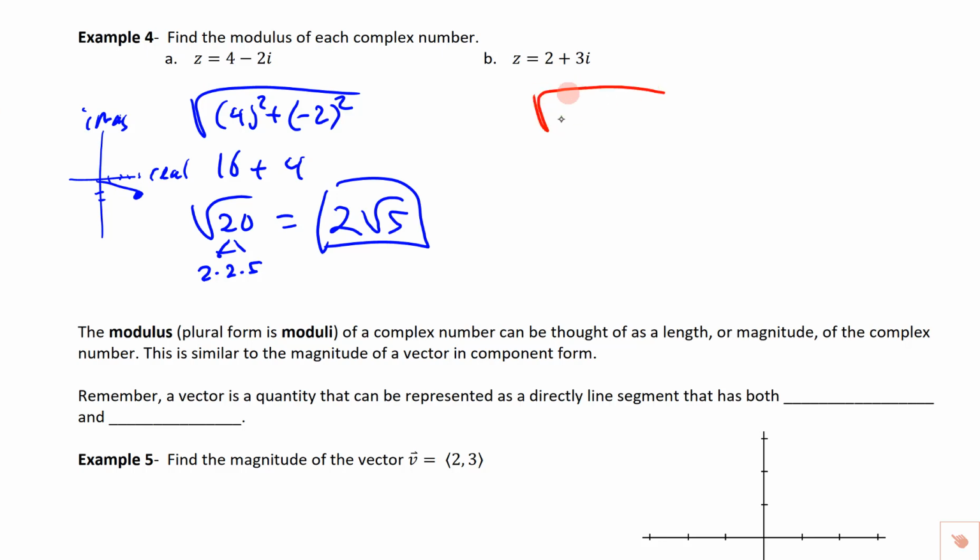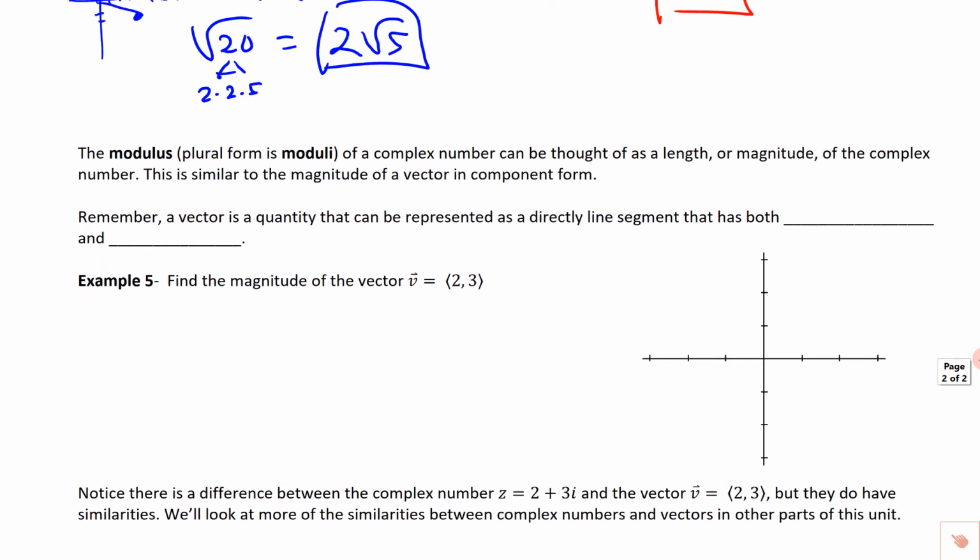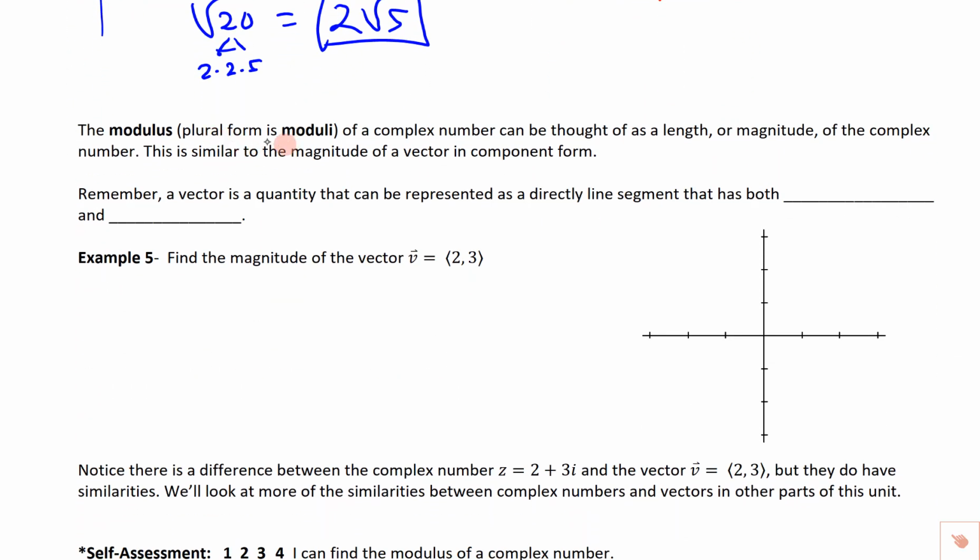So again, this is just going to be the square root of the real part squared plus the imaginary part squared. So this is going to be 4 plus 9. So we get the square root of 13, and there's nothing we can do to simplify that. So we're done. Just so you know, the plural form of the word modulus, we don't say moduluses, we say moduli.